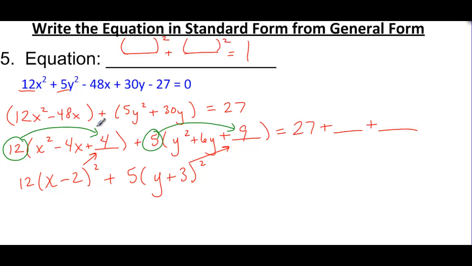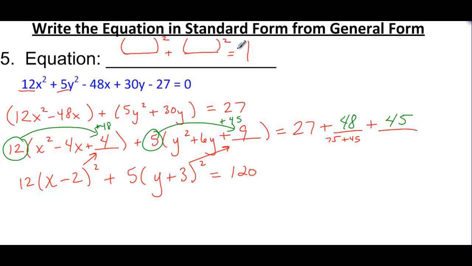So 12 times 4 is actually a positive 48, which means I have to add 48 to the other side. 5 times 9 is a positive 45, which means I have to add 45 to the other side. So, equals, now if I add this up, let's see, this is going to give me 75 between those two, plus 45. 80 is 120.